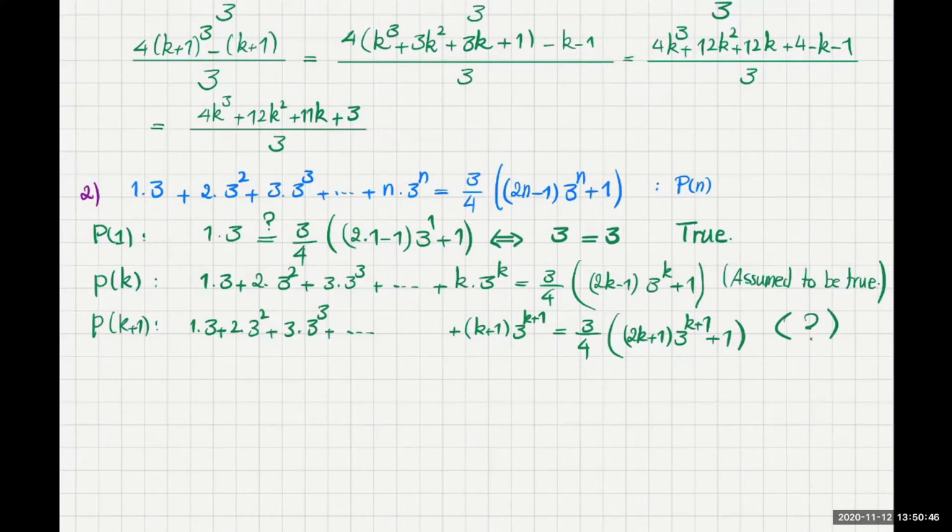But of course, you have enough experience that when in these problems you write the (k+1)th step, it's always better to write the previous step, which is k times 3^k.